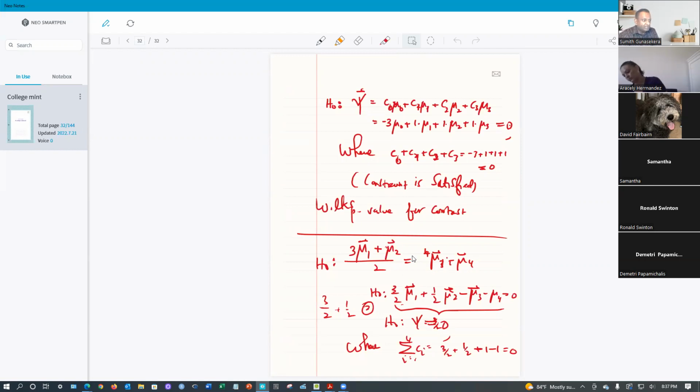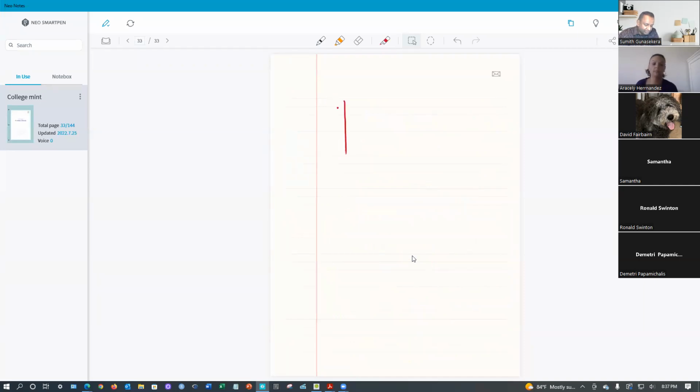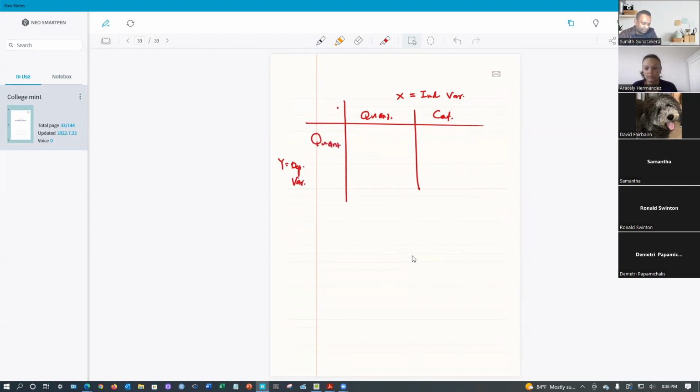Let's say that you have an x variable. X means independent variable. The independent variable might be either quantitative, numerical, or categorical. On the other hand, the y variable, the dependent variable, may be either quantitative or categorical.